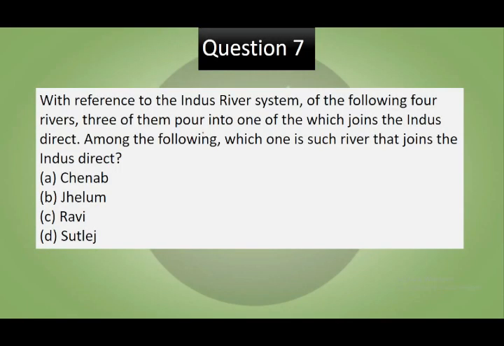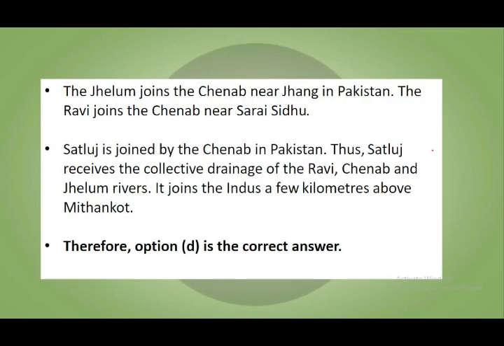Question number 7. With reference to the Indus river system, of the following 4 rivers, 3 of them pour into one of which joins the Indus directly. Among the following, which one is such a river that joins the Indus directly? You can pause the video, try to answer. Now we look towards the answer.